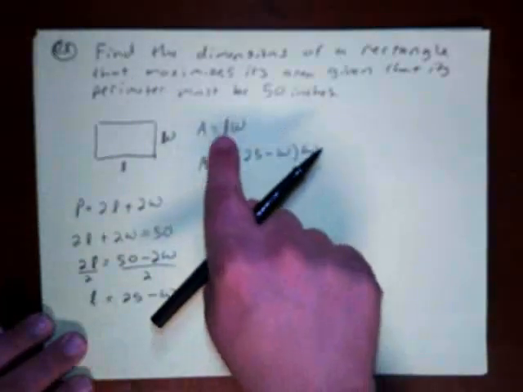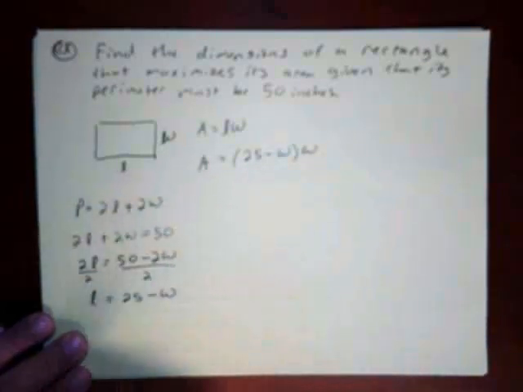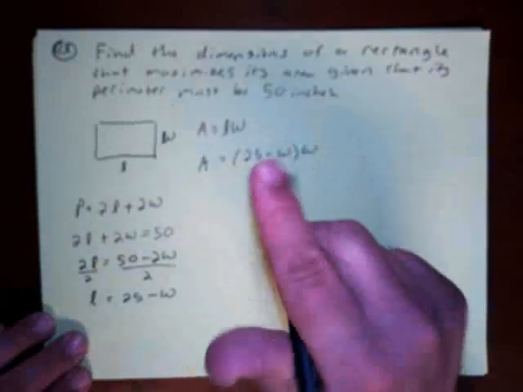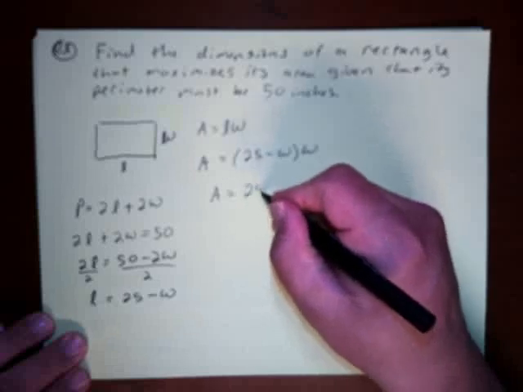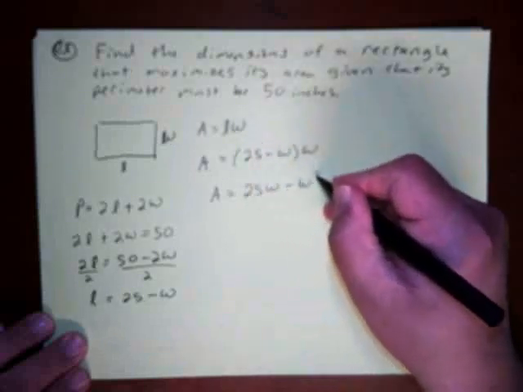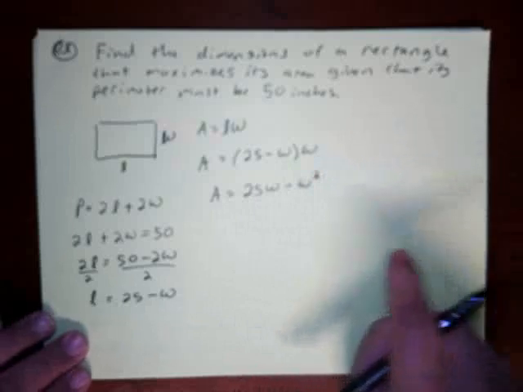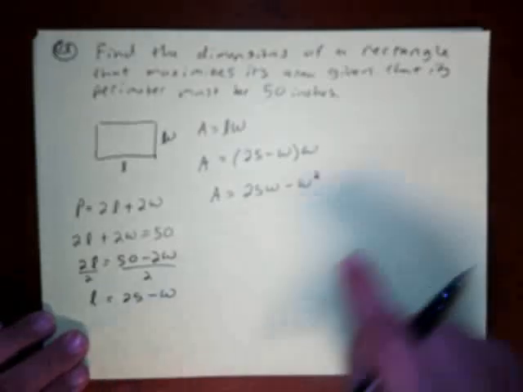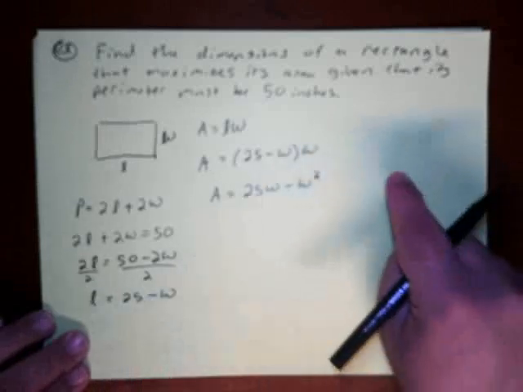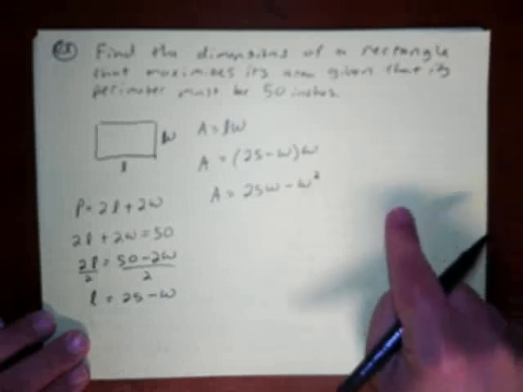So this is L times W. L, according to this constraint, has to be 25 minus W. And so now what I have here is a function A, which would be 25W minus W squared. And we know that this is an upside down parabola, and so this would give us the area for different values of W. And so of course an upside down parabola has a maximum value, right? And that would be the maximum area, and you would find the W for that.